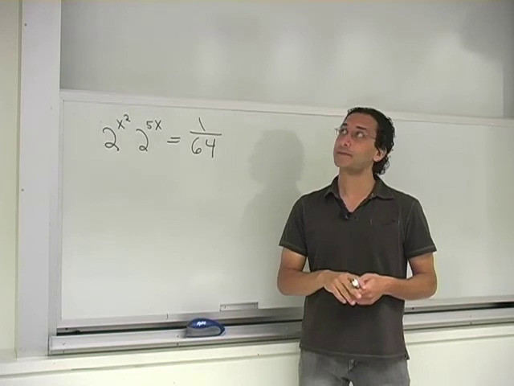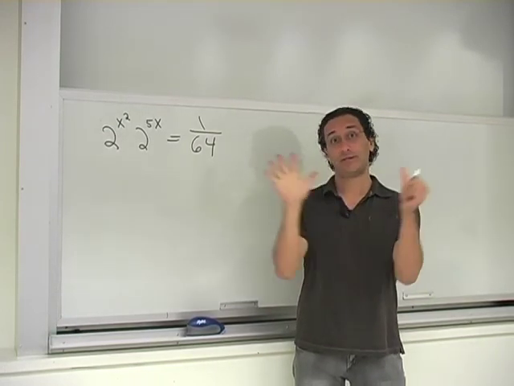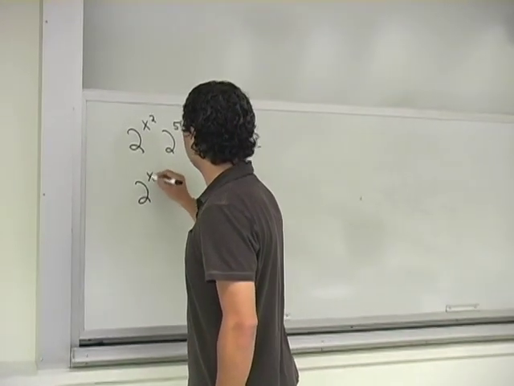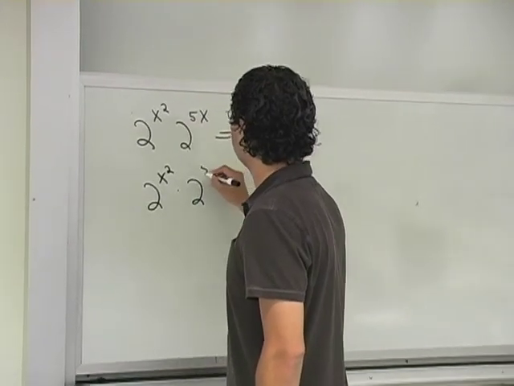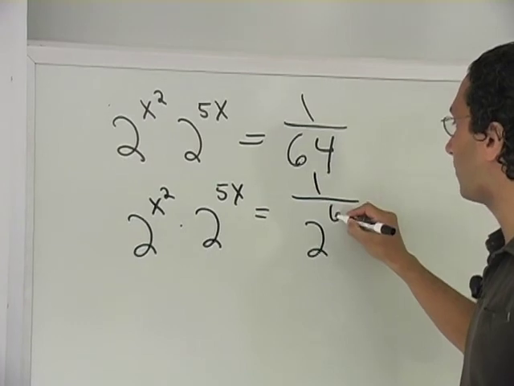Well, let's see. 64 is 2, 4, 8, 16, 32, 64. So this is really the same thing as 2 to the x squared times 2 to the 5x equals 1 over 2 to the 6th power.